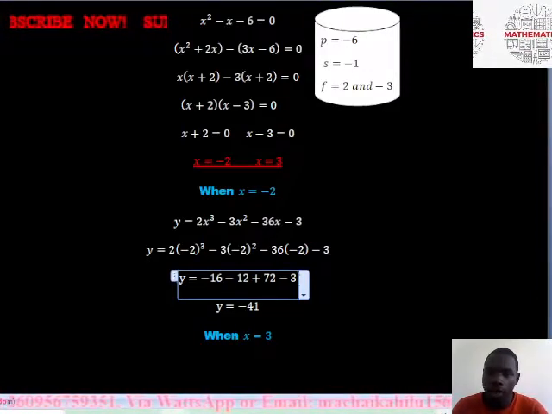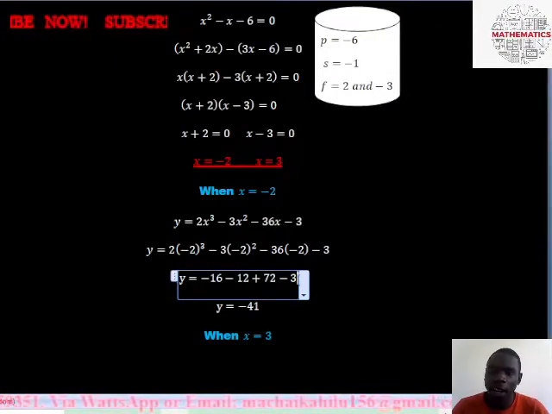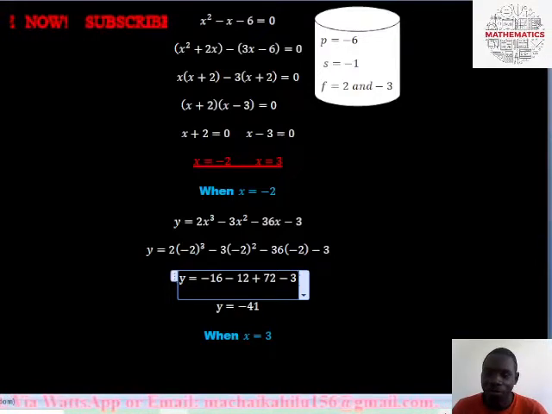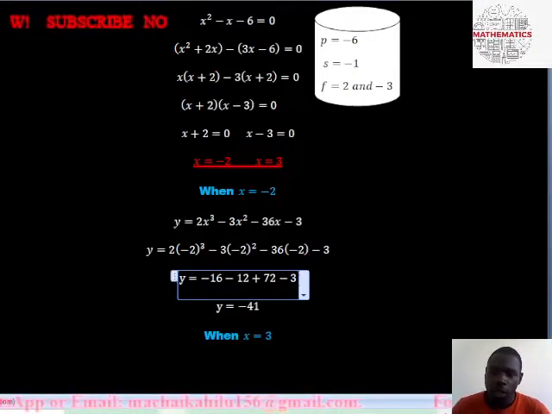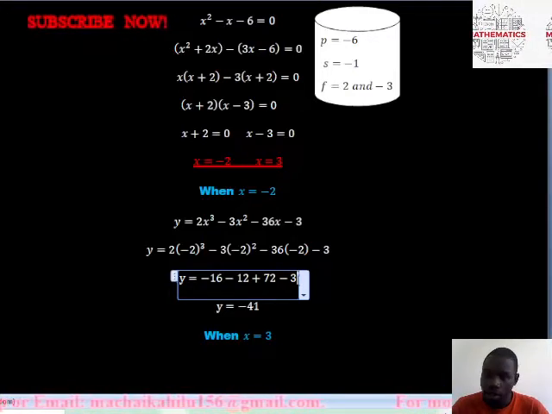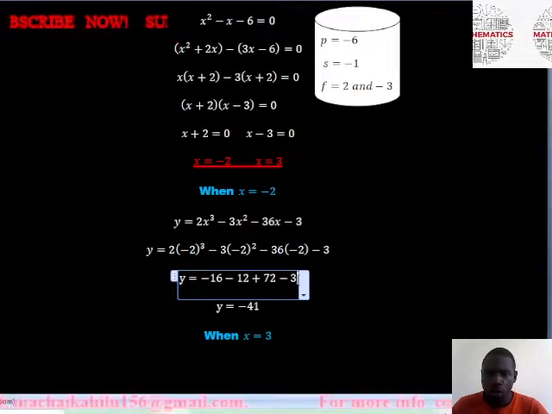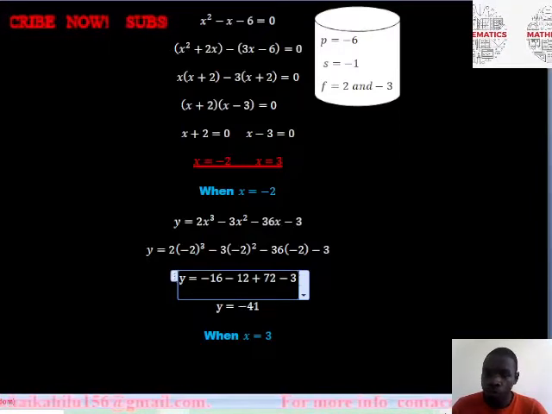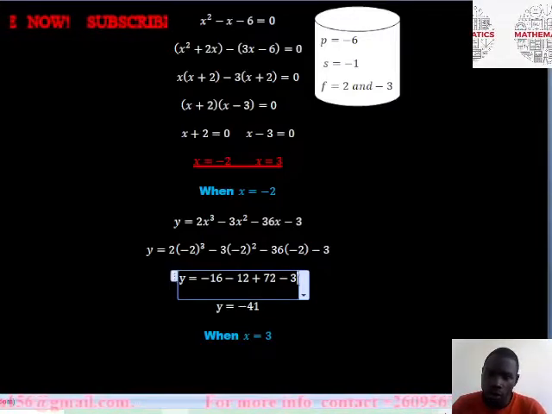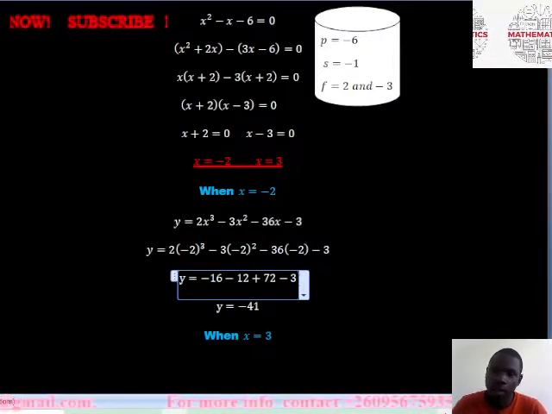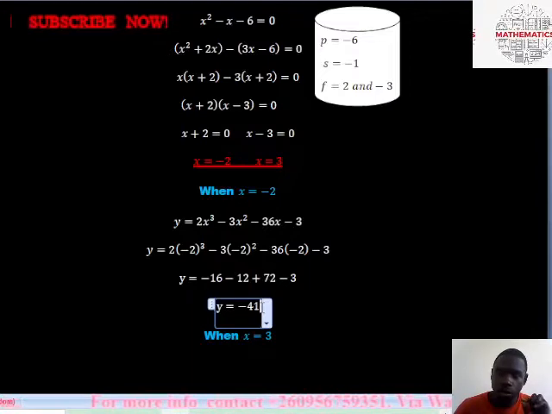It's even better. If at all I've made a mistake, you'll be able to see that mistake, but I'm accurate enough. I don't make mistakes here and there. Okay, so y is equals to -16 minus 12 plus 72 minus 3. So that is what we have gotten. And then when you punch those figures on your calculator, definitely it will give you -41.